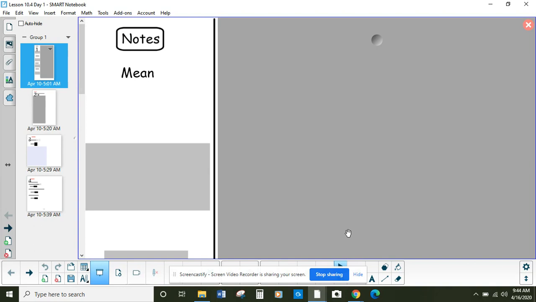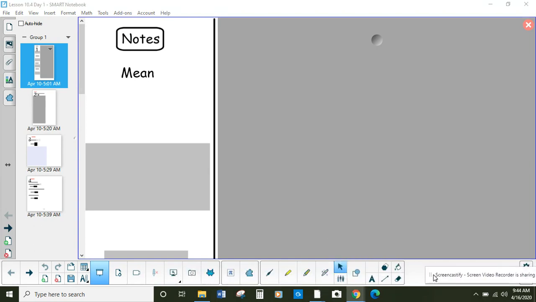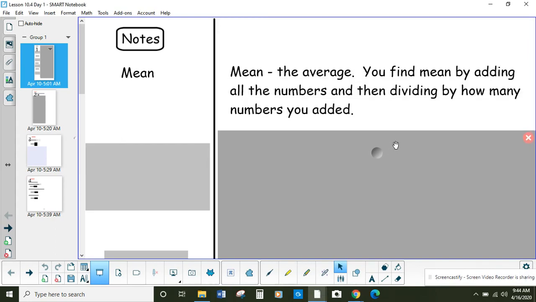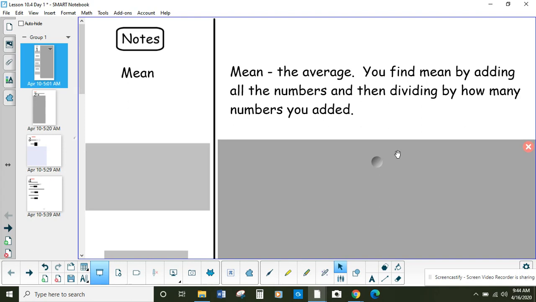So the first vocabulary word you probably heard before, it's probably review. It's called mean. And what does mean mean? It's the average. You find the mean by adding all the numbers together and then dividing by however many numbers you added together. And so let me show you an example.